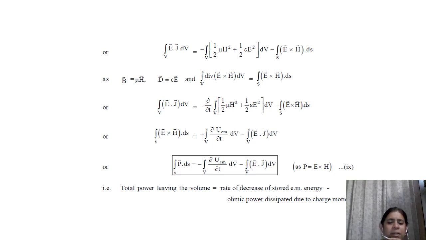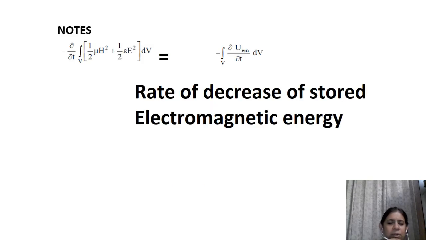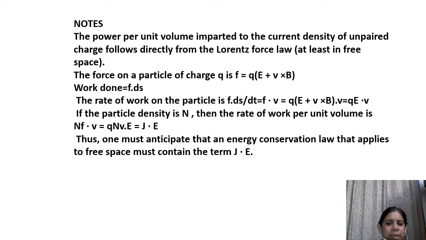It is nothing but the power which is dissipated of the field because of the charge motions. Okay, so this part is okay. Half mu H square is the magnetic energy, half epsilon E square is the electrical energy. Total will be the electromagnetic energy. What is the rate of decrease of stored electromagnetic energy? Now this second term, E dot J or J dot E, why are we saying that it is the power dissipated by the field because of the charges present? We just consider this equation you already know.